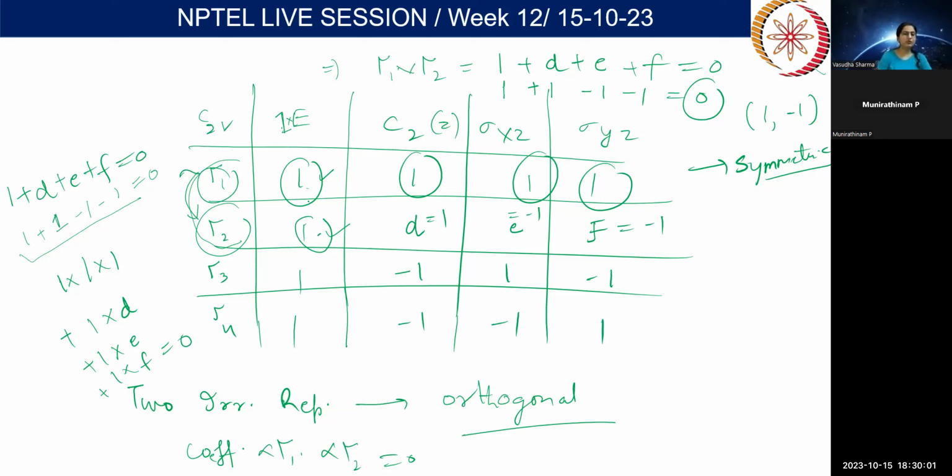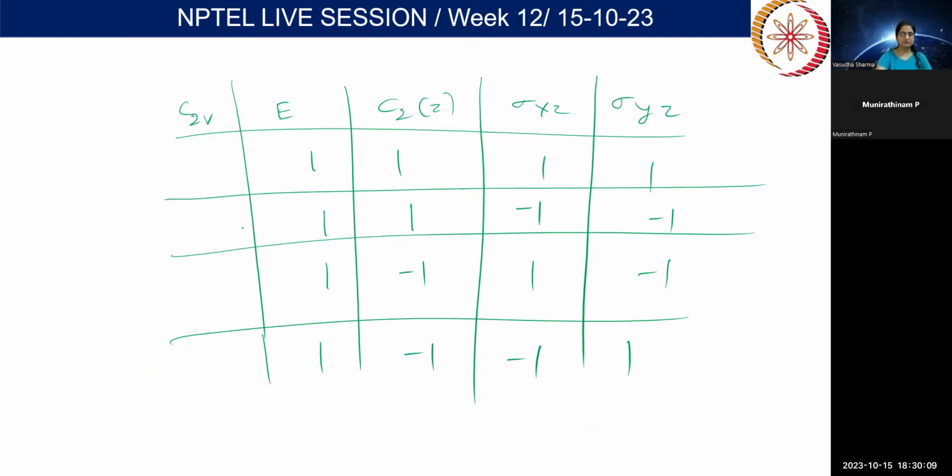Now, when we have put those characters over there, how do we give the symbols to these irreducible representations, which are called the Mulliken symbols? The rule says, firstly, we take that.